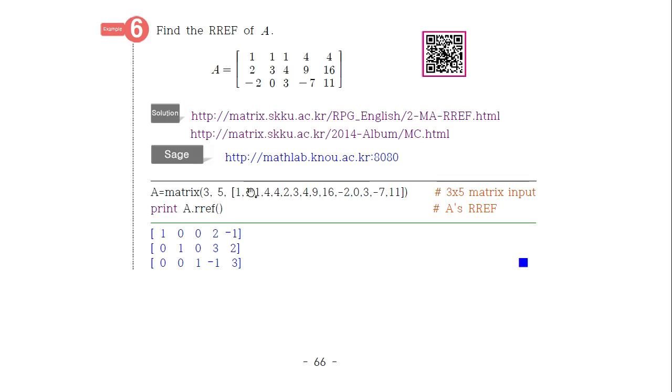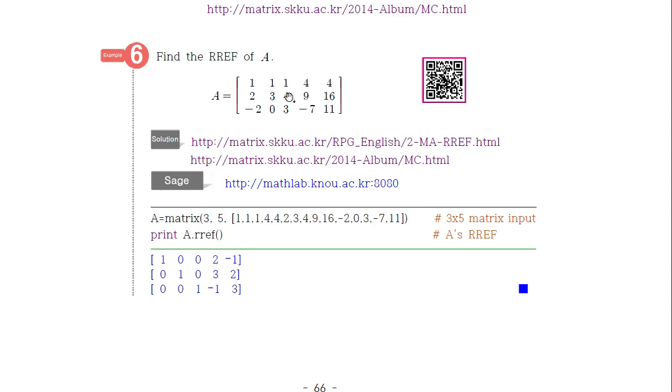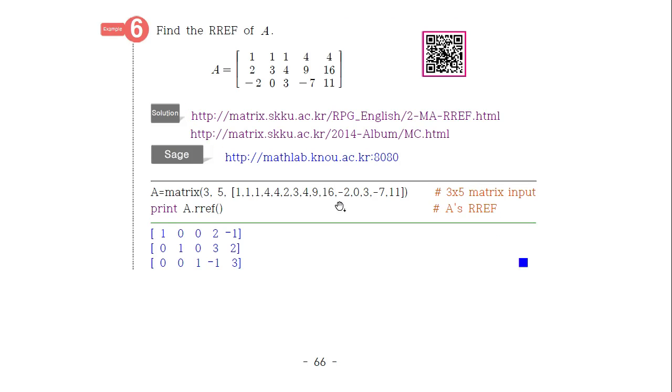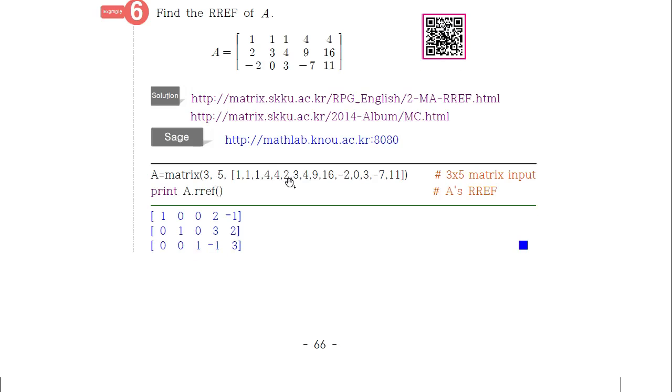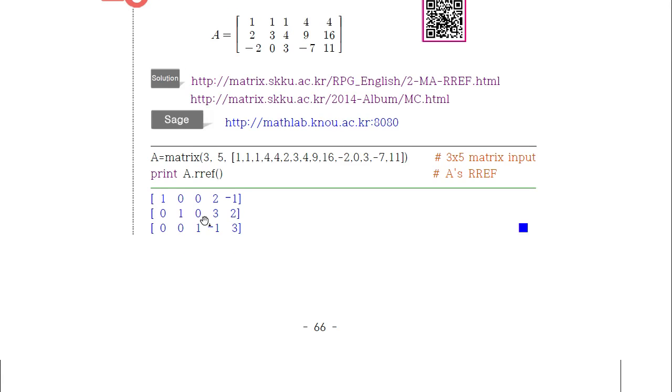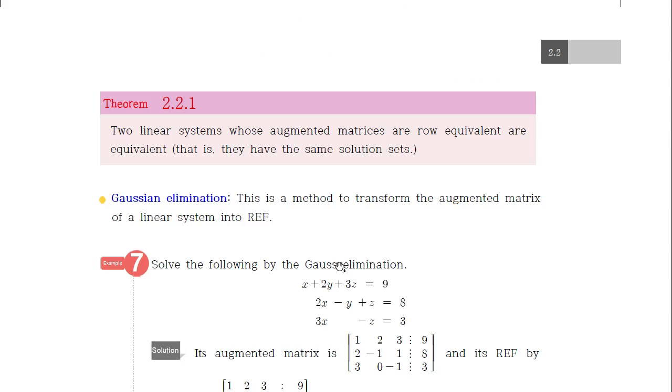And here. So you can do it by hand easily, but you can also define a matrix and give a command that prints the RREF of the matrix A. Then this gives you exactly one RREF of the given matrix.